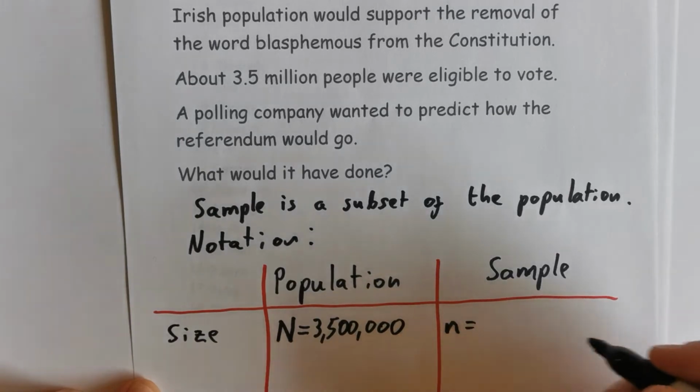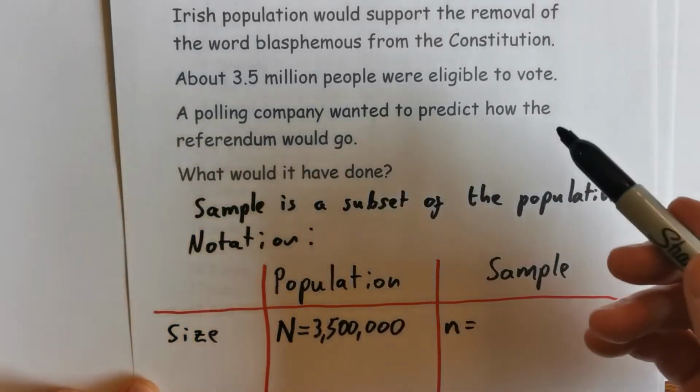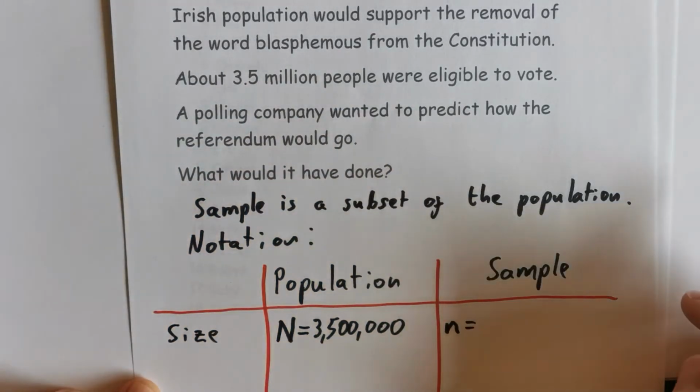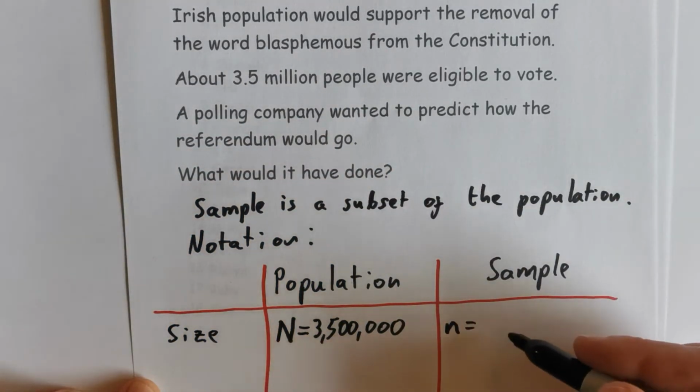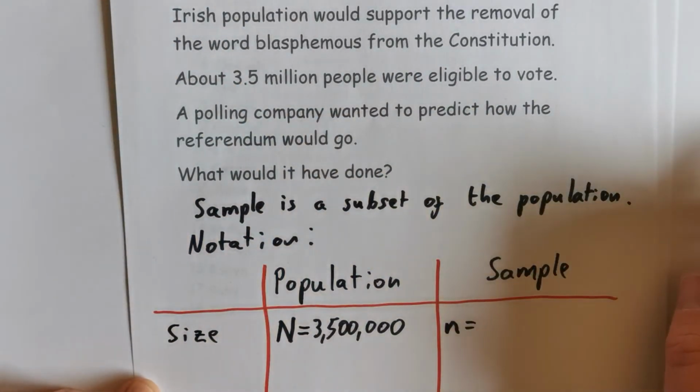And the sample size, well, that's going to be chosen by the polling company. The polling company wants to predict how the referendum will go. Would it be worthwhile to take a sample of size 1? Just ask one person in the 3.5 million population. No, it wouldn't make any sense. You wouldn't really be getting a good representation.